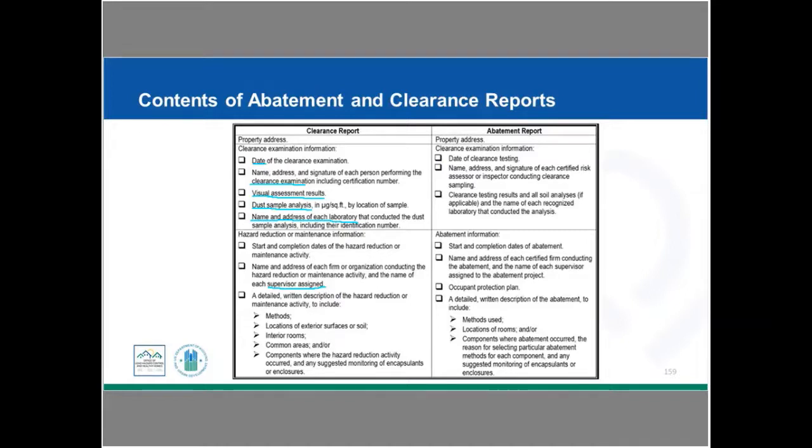If we're dealing with abatement, then again, we're going to be specifying, because our scope of work is going to be different, for abatement, we're going to be listing out similarly the same information, maybe including soil analysis if that's applicable, and then listing out the abatement firm and the supervisor, and any occupant protection plan that was in place as part of that, and really providing the details on that.